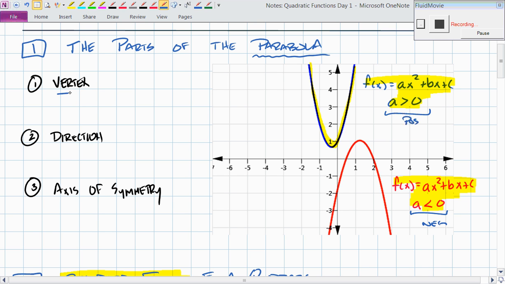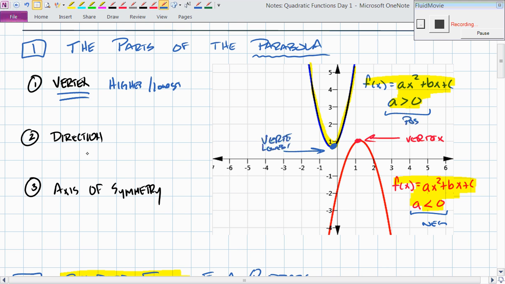So first let's talk about the vertex. The vertex of the graph is either the highest point or the lowest point. If my parabola opens upward, it's going to be the lowest point over here, and that's a vertex. Or in the other case, if my parabola opens down, it's going to be a high point over here. This is also called the vertex. So it's either going to be the highest or the lowest point depending on which direction the parabola opens.